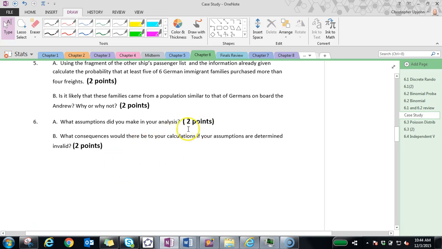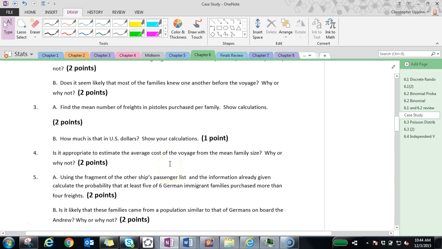Whatever it might be, this is worth 4 points out of 25. There better be some good answers in complete sentences. This is not an easy case study. Please look through this.